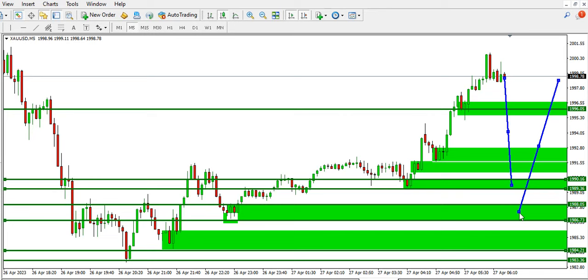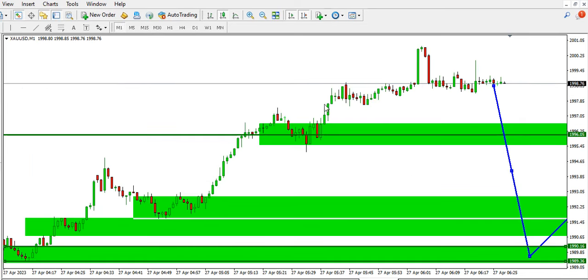But if it does not get to your stop loss, of course it will pick it and then continue up, and that way you make some profit when buying. So that's that for the 5 minutes time frame. Let's look at the 1 minute time frame.